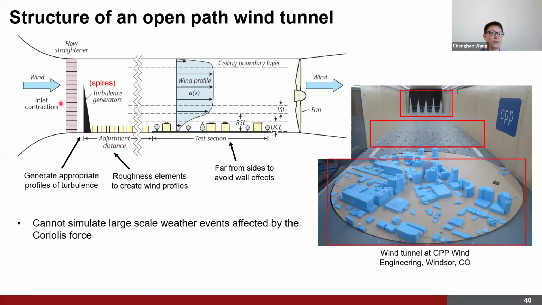So here is another illustration of the structure in a typical wind tunnel. In the inlet part, we have these giant turbulence generators to generate proper turbulent profiles. We also have a bunch of roughness elements to create a nice wind profile approaching the test section. But one downside of these experiments is that it is really hard to reproduce the Coriolis force. We cannot really reproduce the large-scale weather events that are affected by the Coriolis force.